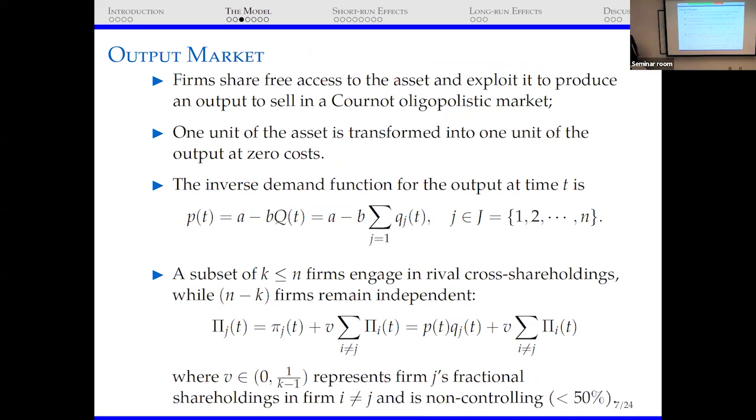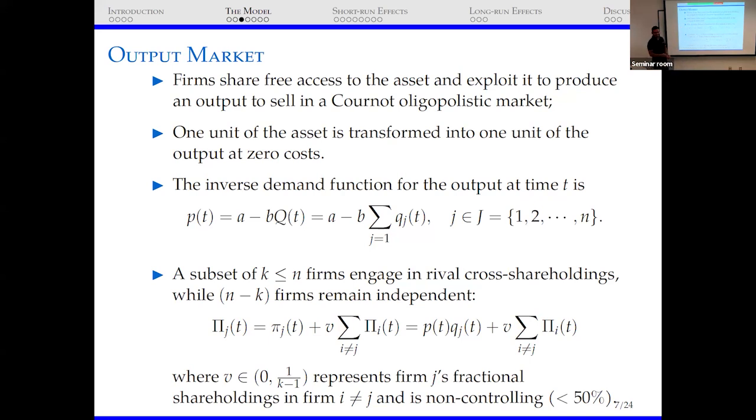Now this is the part where we talk about profits. What's going to happen for the firms? The firms share free access. So with free access, anyone is free to fish and exploit to produce an output that sells in oligopolistic markets. We call it Cournot because there is no cooperation, everyone is for himself, and we just sell what we catch. One unit of the asset is transformed into one unit of the output at zero cost. I catch a fish, I sell it. I don't have to do any transformation. This is an assumption just to simplify things.